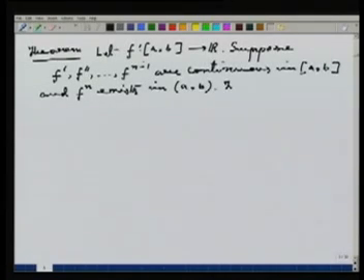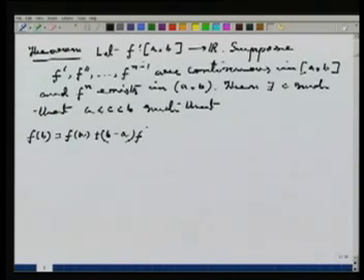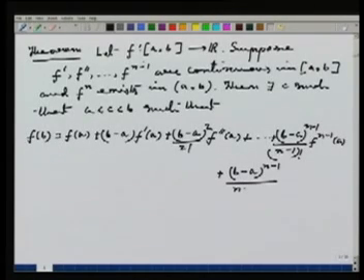Then Taylor's theorem says there exists c such that a < c < b, such that f(b) equals f(a) plus (b minus a) times f prime a, plus (b minus a) whole square divided by factorial 2 times f double prime a, plus so on up to (b minus a) to the power n minus 1 by (n minus 1) factorial times f^(n-1)(a), plus the last term, which is (b minus a) to the power n by n factorial.